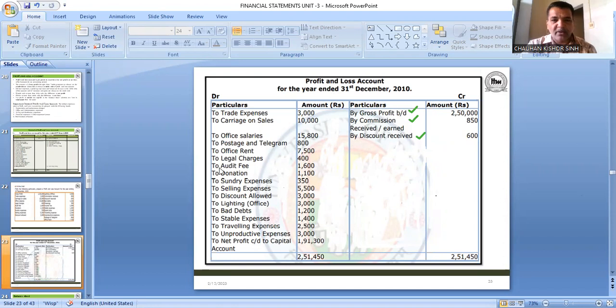So on the debit side, we record all the expenses which are given in the question. Now see here, one thing you will not find here. On the debit side, you will not find the income tax. In our question, income tax was given.